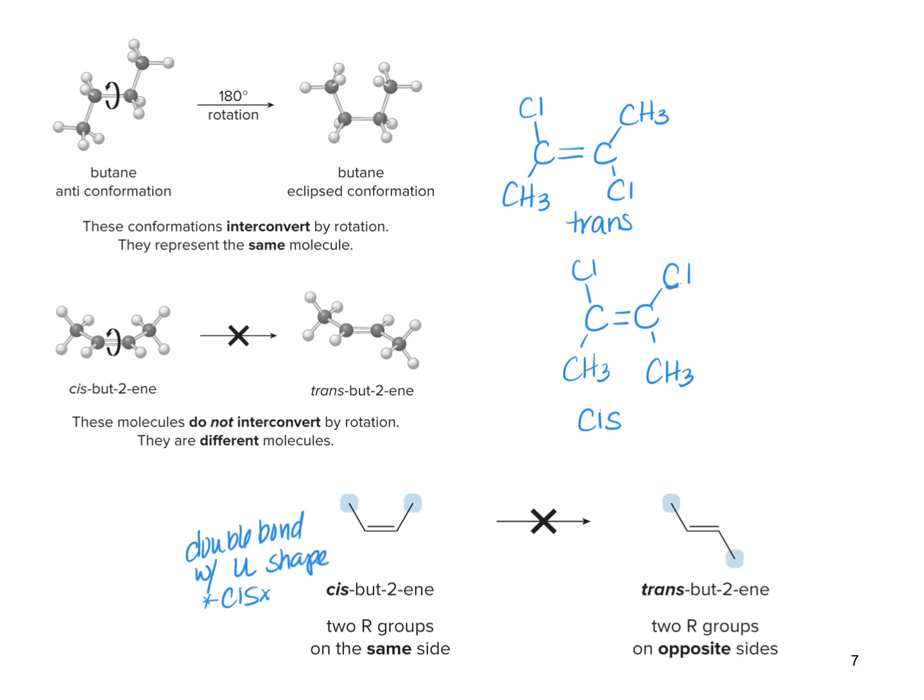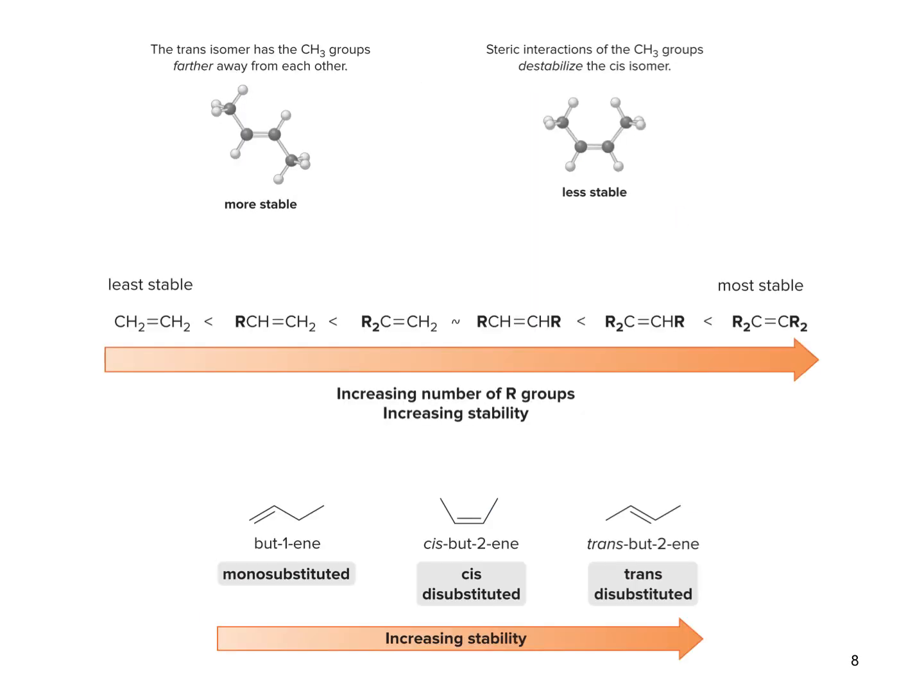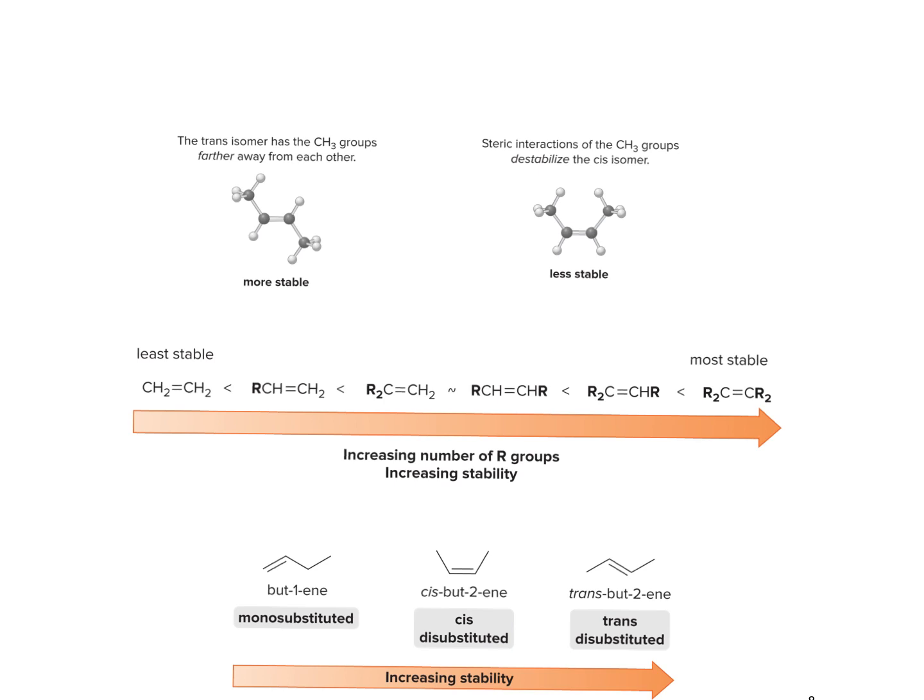Now, these groups have different stabilities. So in general, the trans alkenes here are more stable than the cis alkenes shown here because these guys have steric hindrance. And so that steric hindrance is going to destabilize that cis isomer. That steric hindrance is lacking in the trans isomer, and so those CH3 groups are farther away.